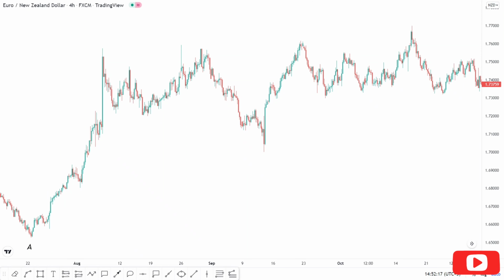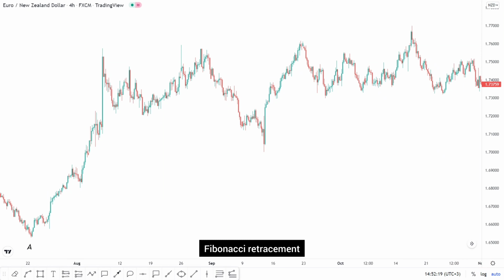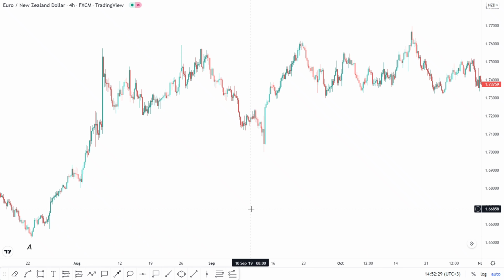Hello, so in this video we'll learn how to use a Fibonacci retracement tool to trade a trending market. We have two types of Fibonacci tools. The first one is the Fib retracement, which is here. The second is the Fib extension. They are both used for very different purposes. So in this video we're going to specifically focus on the Fib retracement tool.